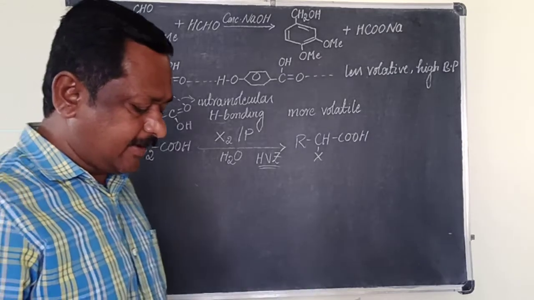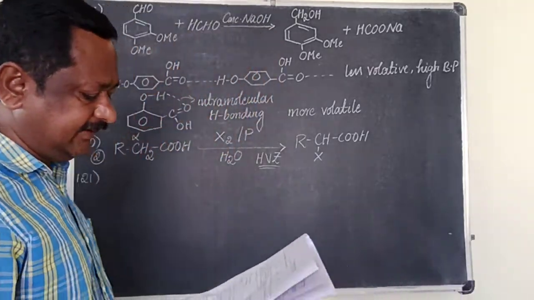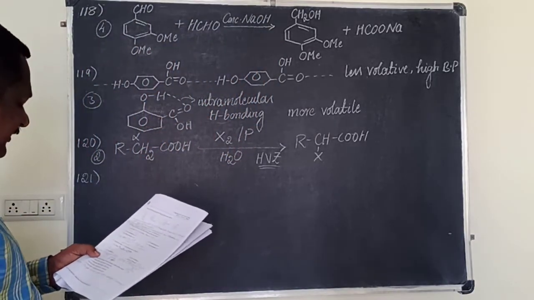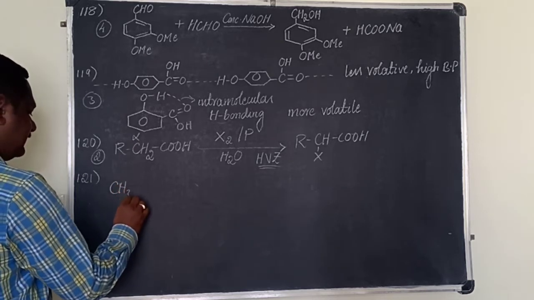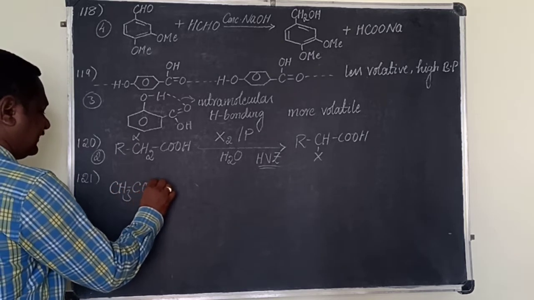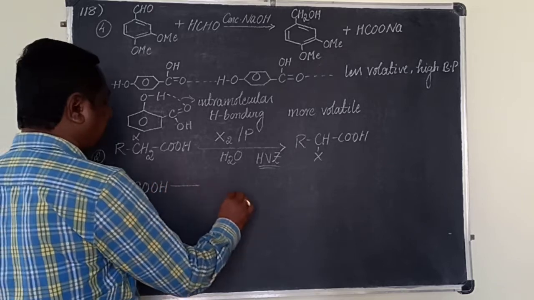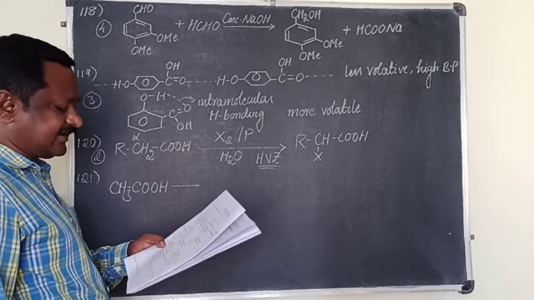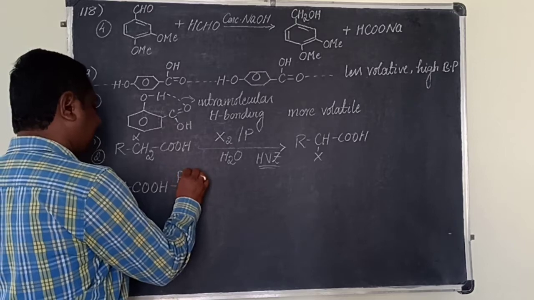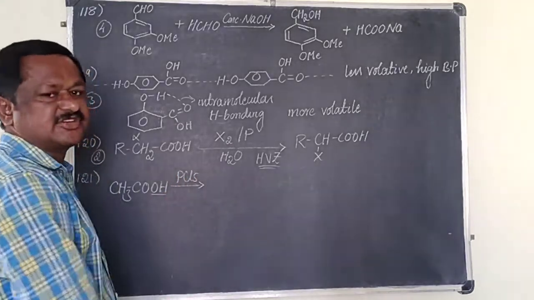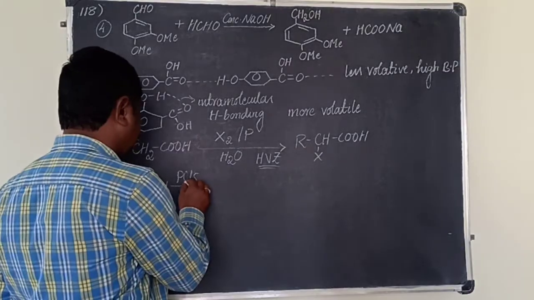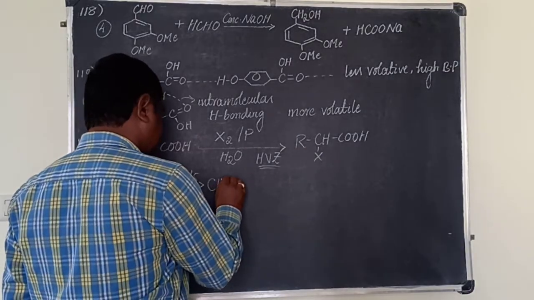121. Predict the product C in the following series of reactions. The input is the starting compound, acetic acid. Acetic acid reacts with PCl5, a chlorinating agent. OH is replaced by Cl. We get acetyl chloride.